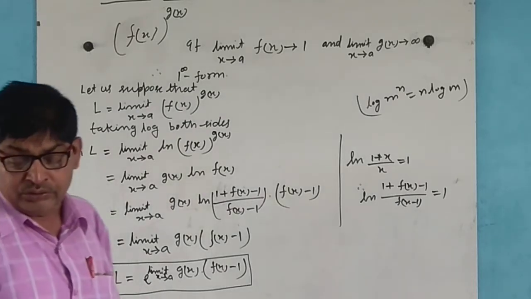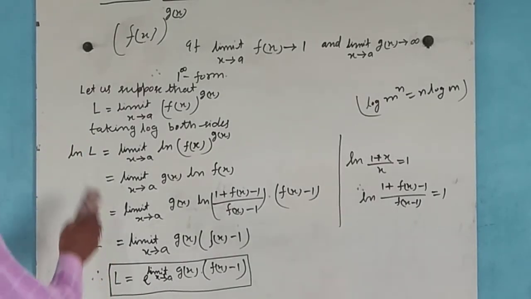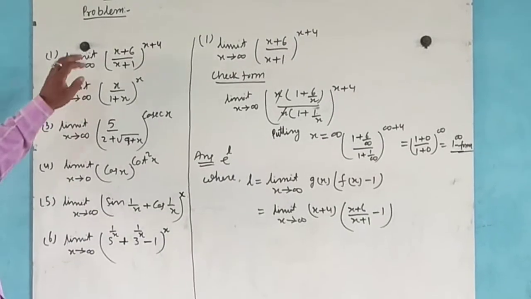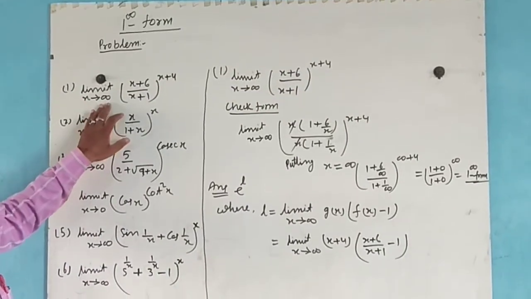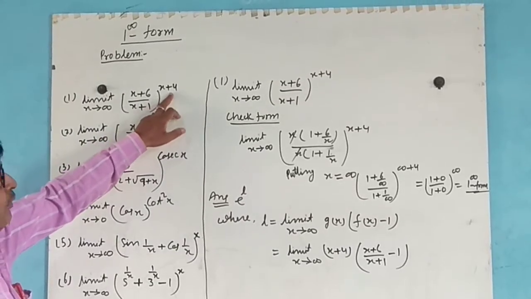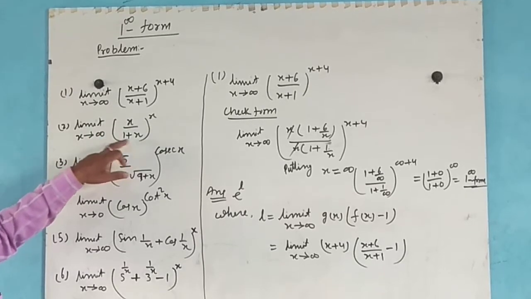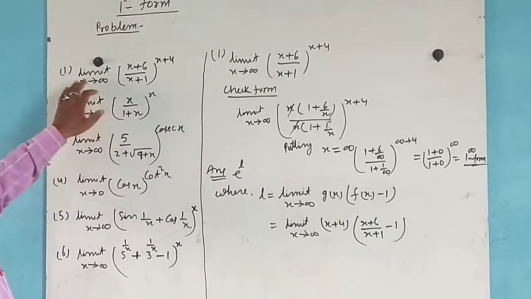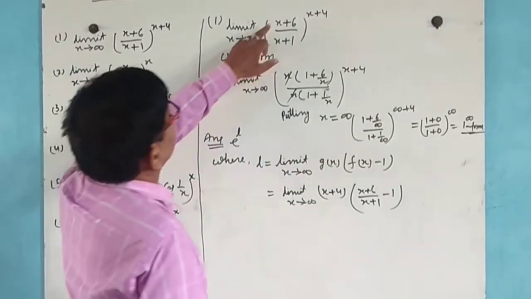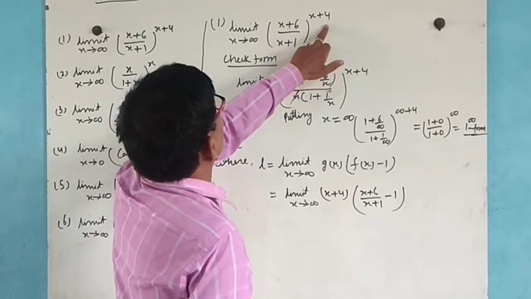Now we take some examples. First problem: limit x tends to infinity, (x plus 6) divided by (x plus 1) to the power x plus 4. Second: limit x tends to infinity, (x by 1 plus x) to the power x. First of all, we take the first problem.